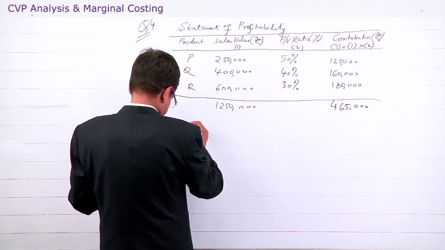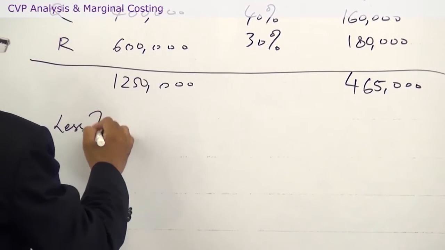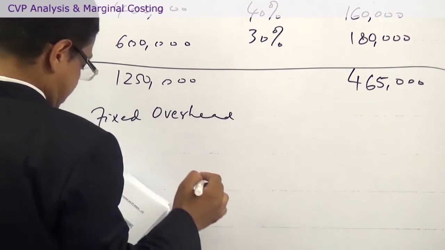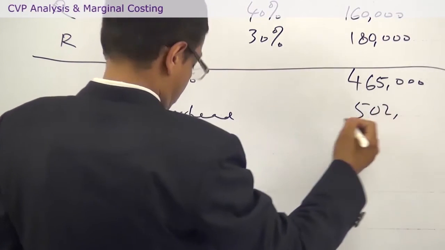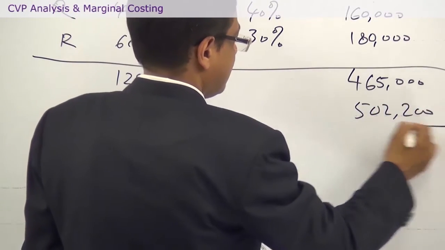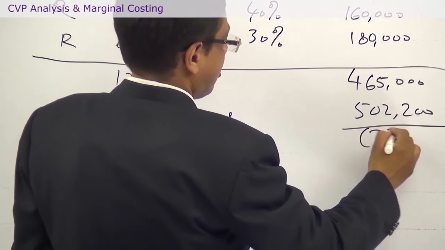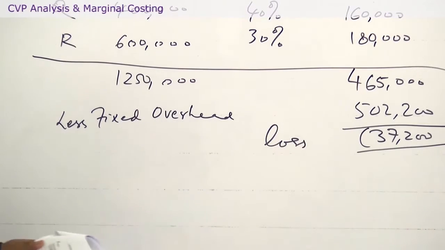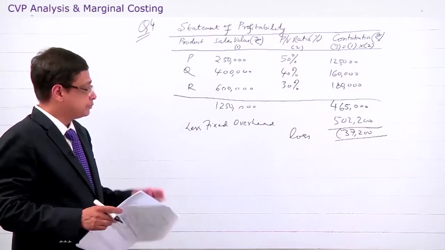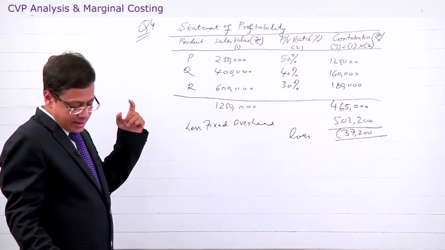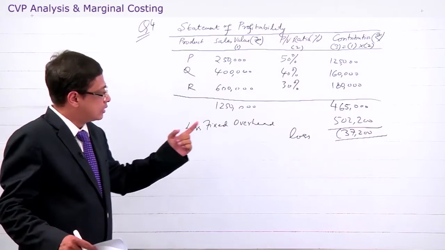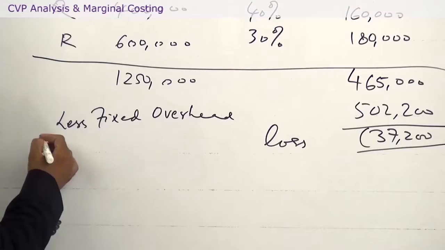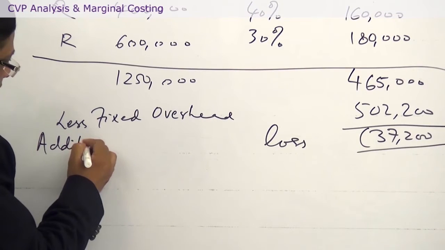Now, less fixed overhead, this is 5,02,200. So, there is a loss of 37,200, there is a loss. Now, what is the aim? You have to recover this loss. To do this, you need to have additional sales.